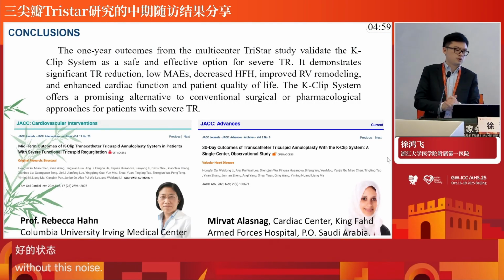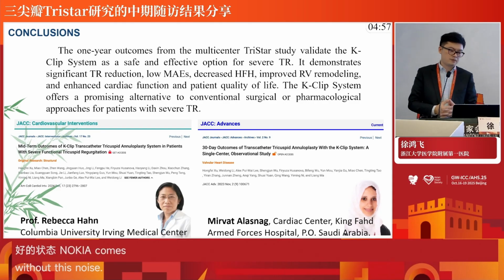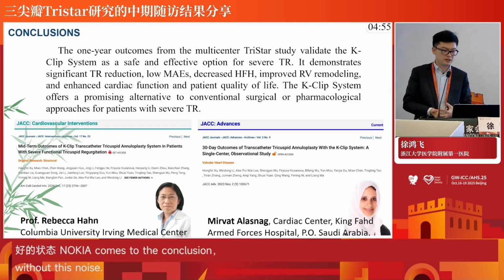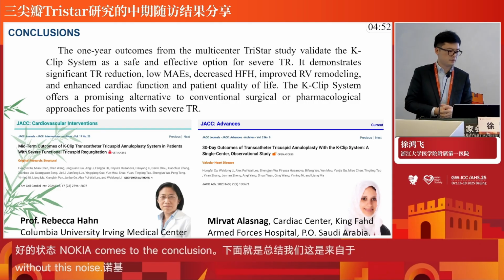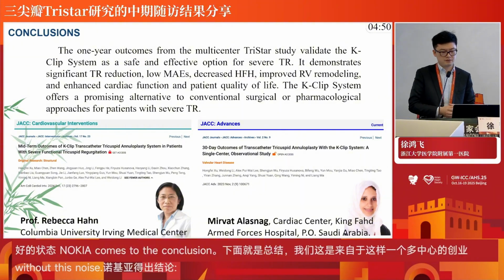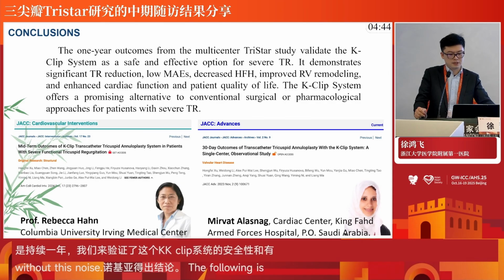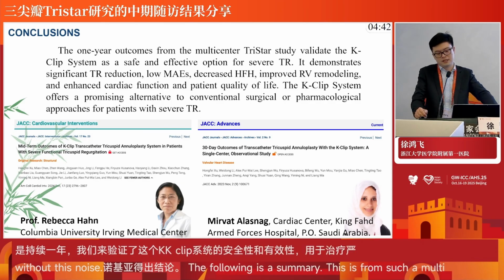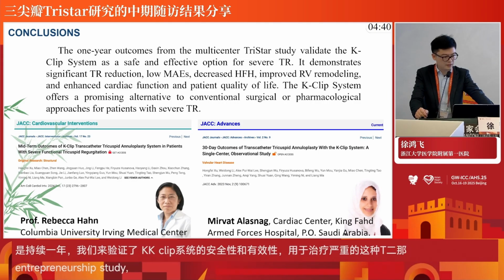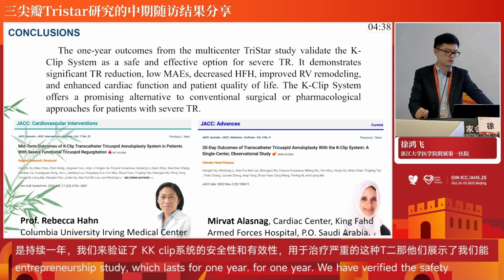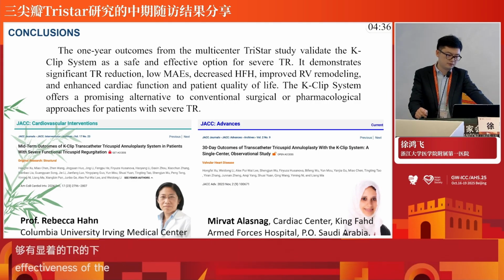Now here comes the conclusion. The 1-year outcomes from the multi-center TriStar study validate the K-clip system as a safe and effective option for severe TR. It demonstrates significant TR reduction, low MAE, decreased heart failure rehospitalization, improved RV remodeling, and enhanced cardiac function and patient quality of life.